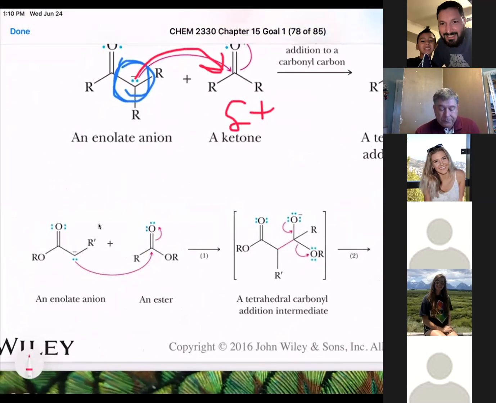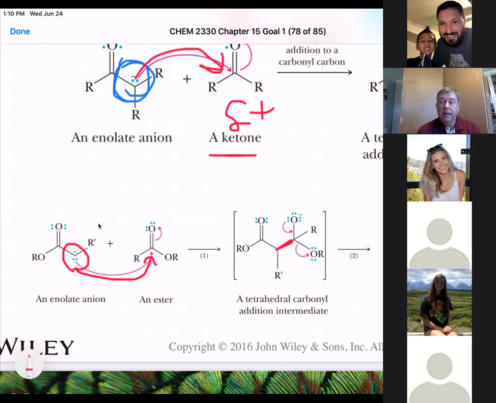So let's say we create an enolate again. We use it as a nucleophile, and instead of attacking a ketone, like up here, we're going to attack an ester. It has the same thing. The carbon is partially positive on the bottom. The oxygen is partially negative on top. And what we'll do is create this intermediate because we form this new carbon-carbon bond here.